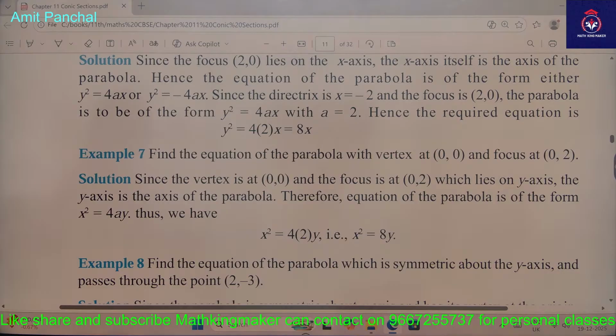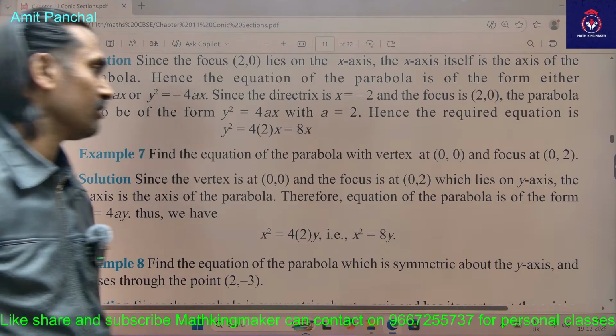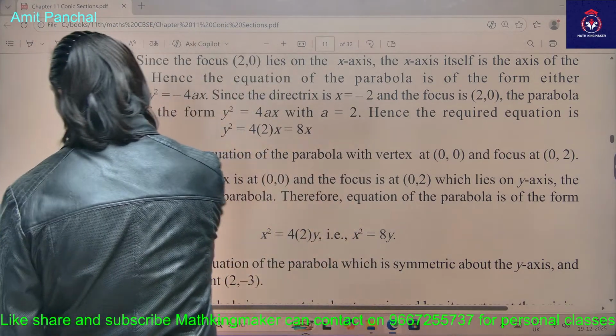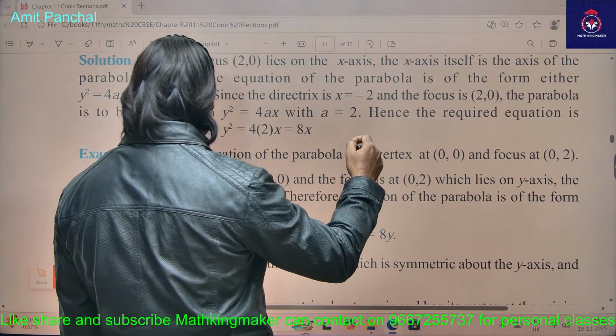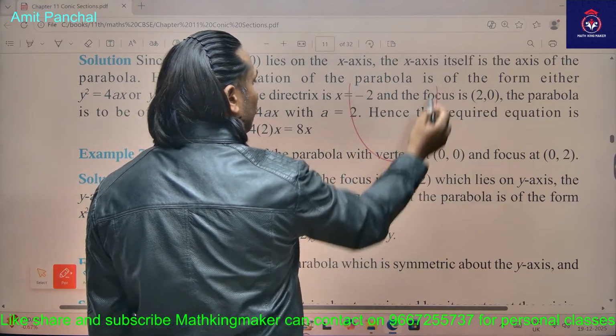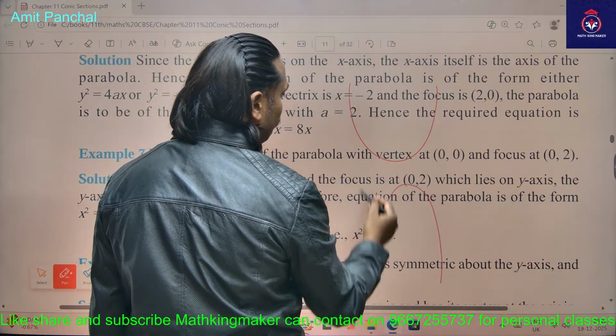It is symmetrical about the y-axis, so that will be x square equal to 4ay or x square equal to minus 4ay. That is symmetrical about the y-axis, so it should be either upward or downward. Minus 4a, either it is upward or it is downward.